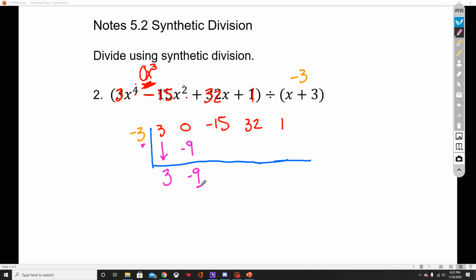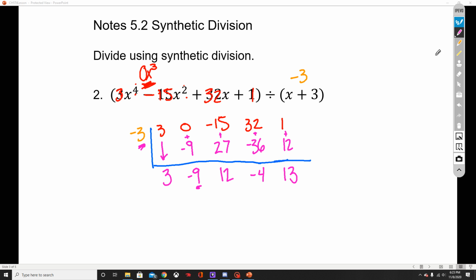We multiply again. Negative 3 and negative 9 is 27. And then we add them in the column. Negative 15 plus 27 is 12. And then we multiply them again. Negative 3 and 12 is negative 36. And then we add them. 32 plus negative 36 is negative 4. We multiply it again. Negative 3 and negative 4 is 12. And then we add them. 1 plus 12 is 13.